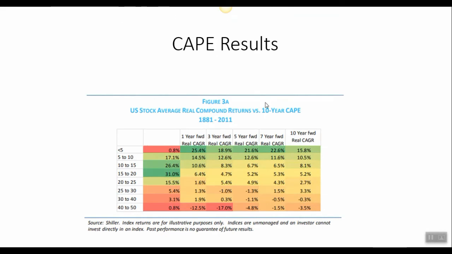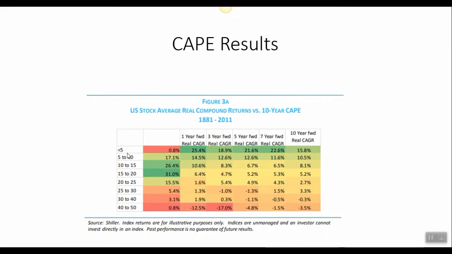So here's a chart of the U.S. stock market averages, real compound returns versus 10-year CAPE from 1881 to 2011. This was in Mebane Faber's white paper. What you see here along the left side of the column are basically the CAPE ratio numbers. So less than 5, 5 to 10, 10 to 15. You can read this yourself. And here's what you can see, guys. The percentage here is the time spent in those particular areas. But here, look at the returns.